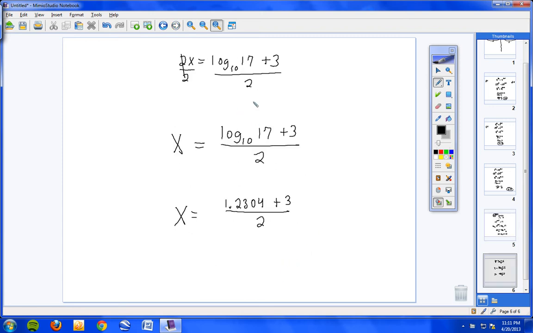All right. Now, log base 10 of 17 is 1.2304. Then go ahead and add 3 to that, and then divide by 2. So plus 3, and then divided by 2. And your answer should be something like this. You might be off a couple hundredths because you rounded in a different place, but you should get 2.1152 approximately. So there's your answer.